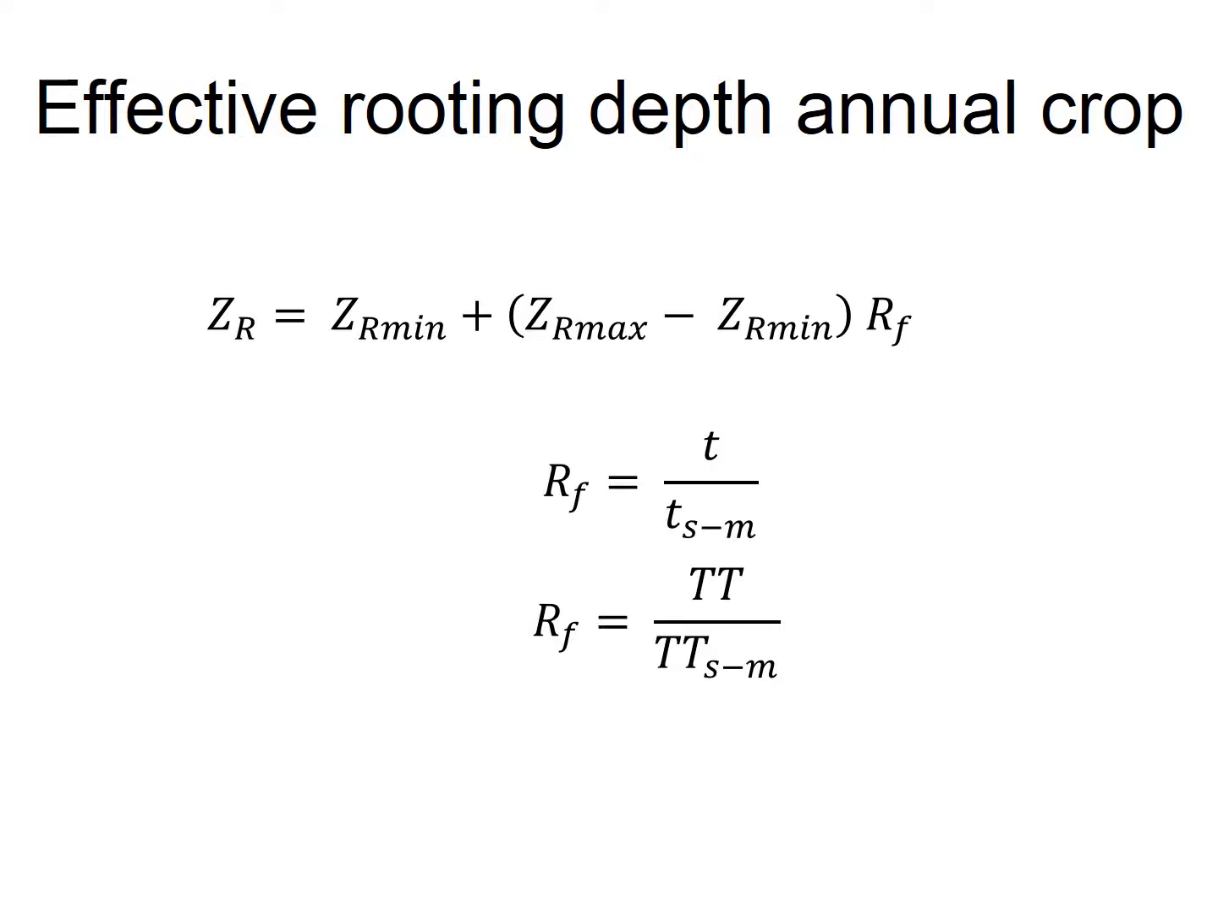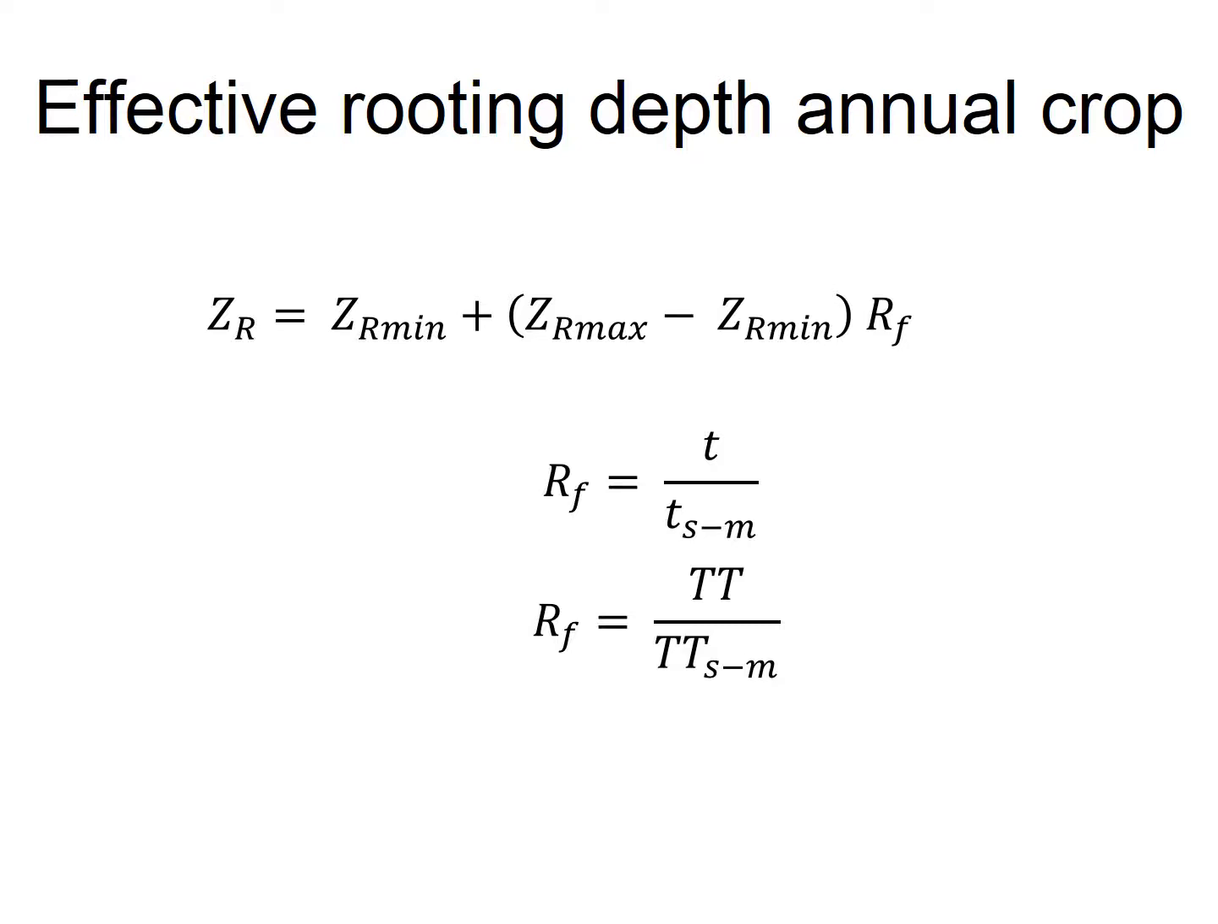To calculate the effective rooting depth for an annual crop, we can use this equation where rooting depth is equal to its minimum value plus the difference between the maximum and minimum value multiplied by a root factor. This root factor is equal to time over the time from sowing to the maximum rooting depth, or we can alternatively use a rooting factor based on thermal time.